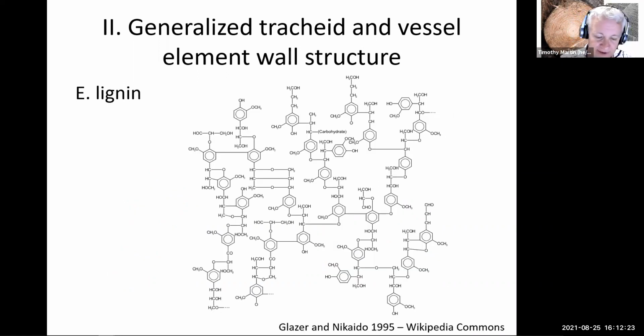Lignin is another important part of cell wall structure. Lignin is a highly complex organic molecule that's embedded in between all of the cellulose microfibrils, and it basically glues them all together in the cell wall. It also glues together the different tracheids and other structures within the stem. That glue also helps to stiffen the cell wall and hold all of that together. So this is an example of a lignin molecular structure. And as you can see, lignin is a really complex molecule.